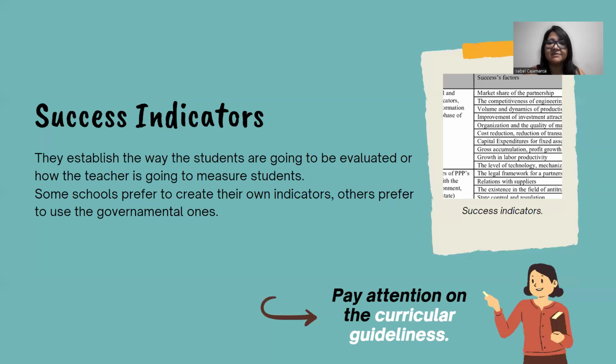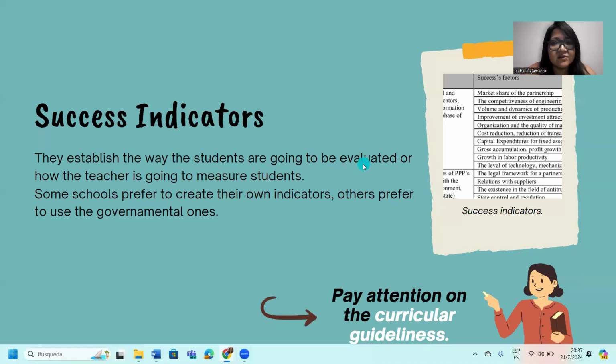Then finally, it must have the success indicators. These are going to be established to evaluate the students, or maybe they are going to be useful to measure what the students have already completed. So when you have a success indicator, it is not only for the students, but also for the teacher, because you can notice how good or bad you did with them. In addition, I can also say that some schools prefer to create their own indicators, but others prefer to use the governmental ones. So that is going to be the most common.